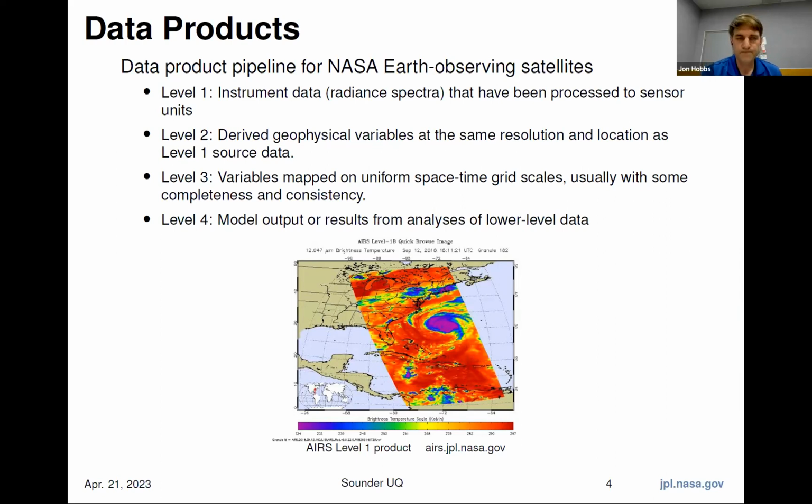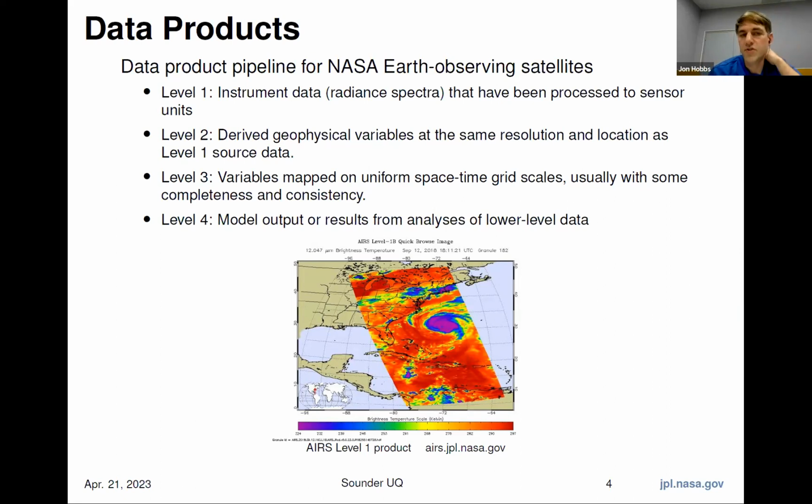So level 1, and there's an example from AIRS at the bottom of a level 1 data product. This is the instrument data, or the radiance spectra observed by the satellite, and there's been some minimal processing to geolocate those observations and apply them in the appropriate sensor units. But for our purposes, these are the observations that are made by the instrument.